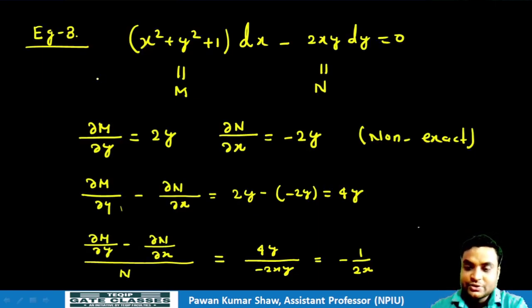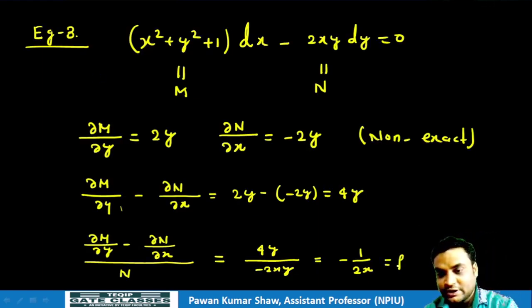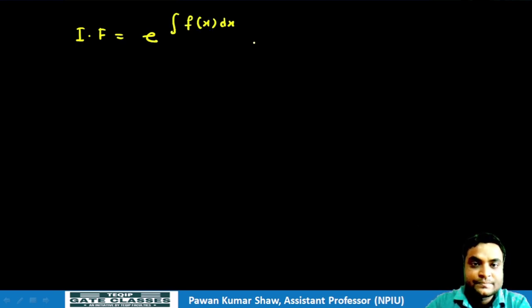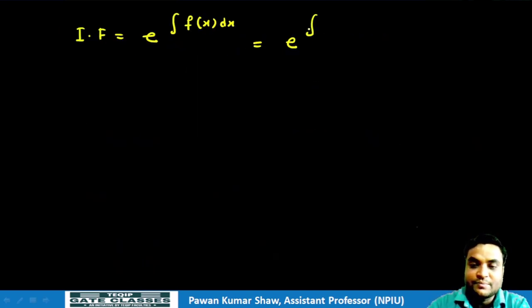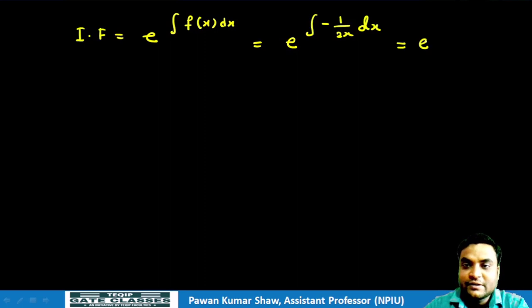So in that case, since this is a function of x, we are assuming that this is our f(x). So in that case the integrating factor will be e to the power of integration of f(x) dx. तो क्या लिख सकते हैं यहाँ पर? हमारा integrating factor क्या आ रहा है? सॉरी, f(x) क्या था? f(x) है हमारा minus 1 by 2x. So minus 1 by 2x dx, and we can write e to the power of minus 1 by 2 log of x.